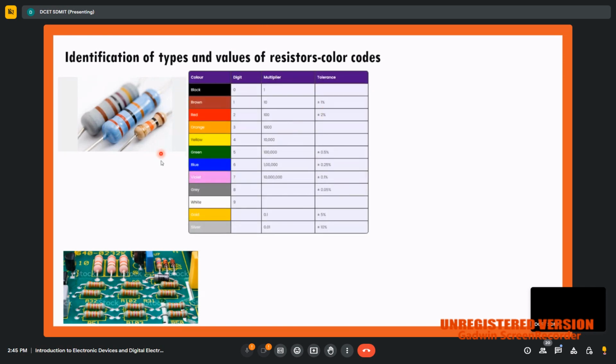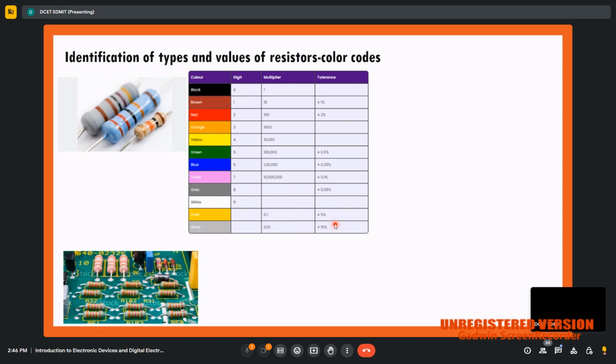Now you can observe this is a table. Using this table here, don't worry about these other things. You observe only the first columns, color and digit. So here what they represent: if black is there, that is a value of 0. Brown is 1. Red means 2. Orange means 3, yellow 4, green 5, blue 6, violet 7, gray 8, white 9. Gold, you can observe, is a tolerance plus or minus 5%, silver plus or minus 10%.